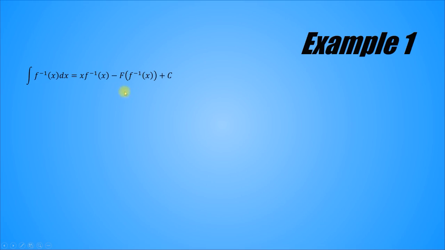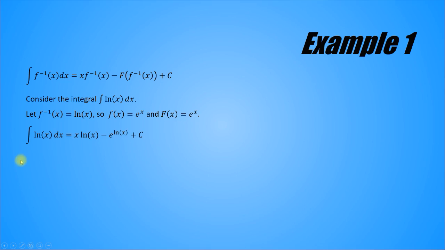So here at the top of the slide, I've written down Laisant's formula for reference. And let's consider the integral from the segment title, integral of natural log of x dx. So we're going to let the natural log of x be f inverse. And we know that the natural log of x is the inverse function of e to the x. And we also know that an antiderivative of e to the x is just e to the x itself.